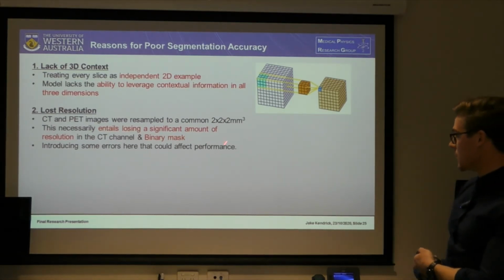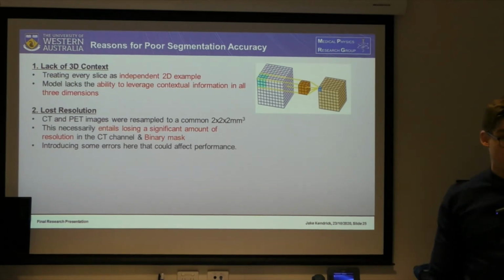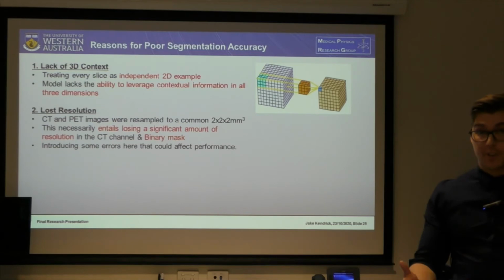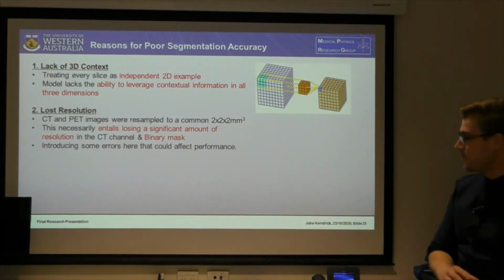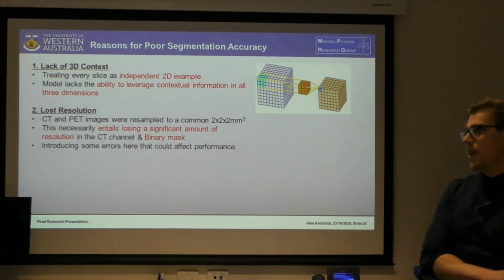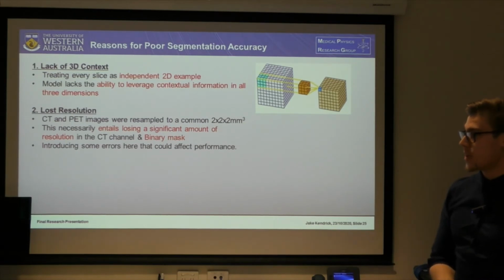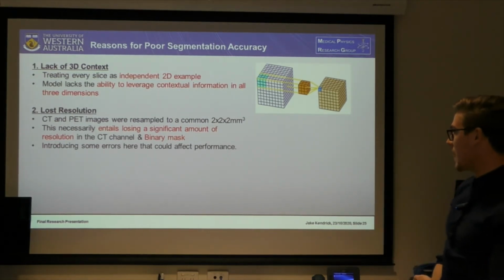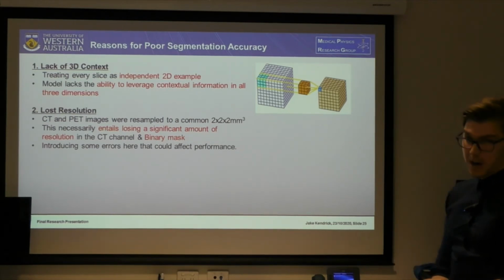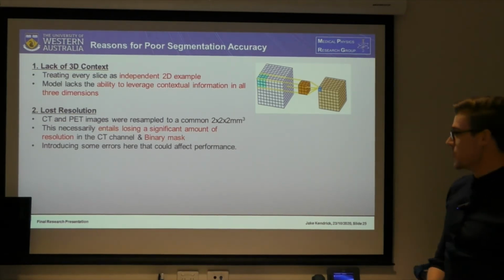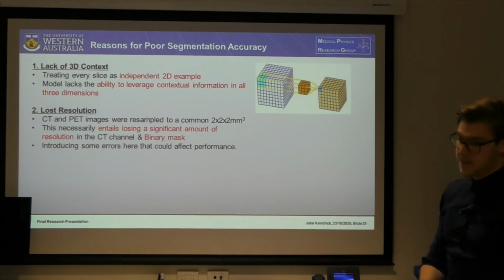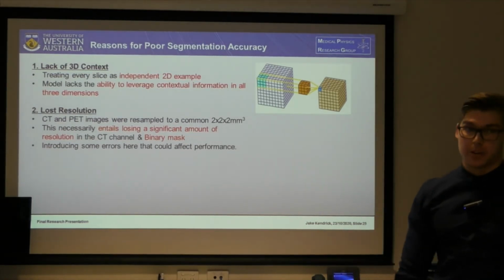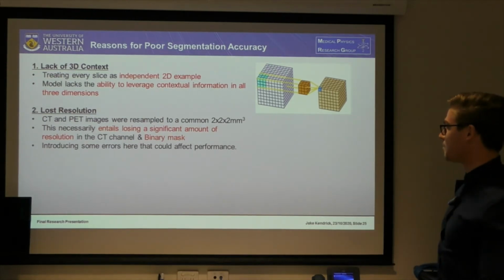Second reason might be because of lost resolution. So the CT and PET images were all resampled to a common resolution, 2 by 2 by 2 millimeters cubed, which necessarily entails losing a significant amount of resolution in the CT images. The variance in the resolution, I believe, was 0.9 by 0.9 in the axial domain. So we're losing over double the amount of resolution there. And by losing that resolution, I think this would introduce some errors as well during the resampling process that's affecting the ability of the model to segment accurately.